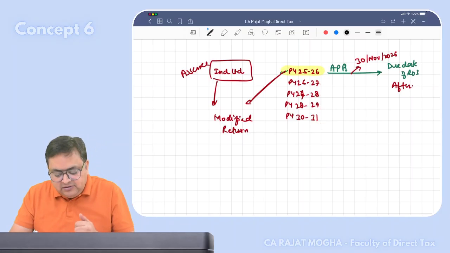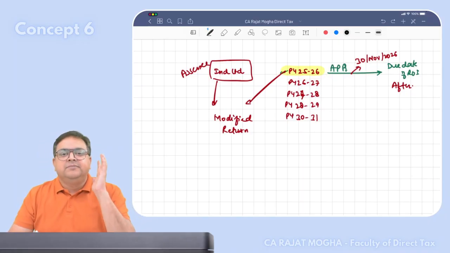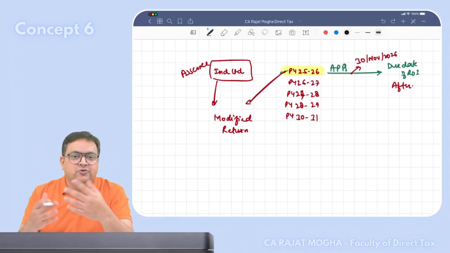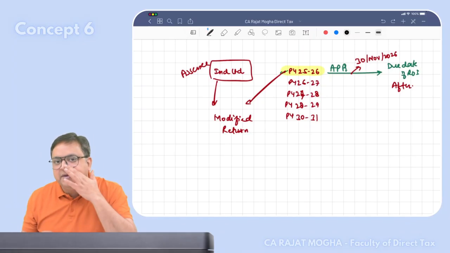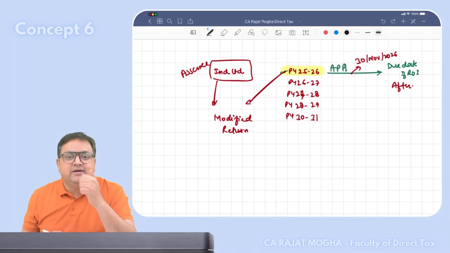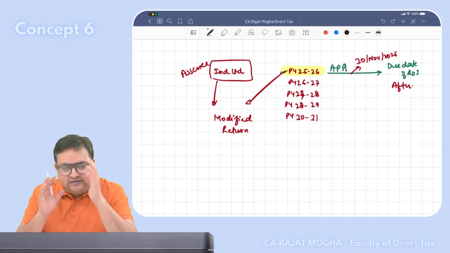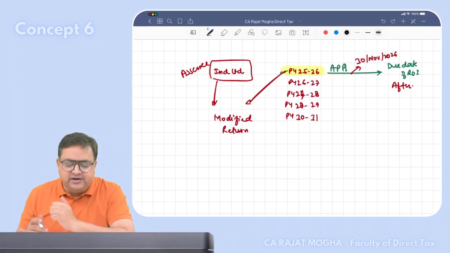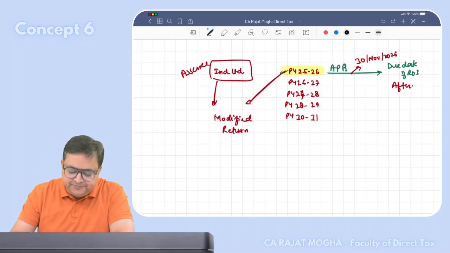But what about the year where the due date has already expired and we have already filed the previous return? Now it is of no use. Why? Because the APA came and you have to follow the ALP as per the APA. Or let's say it's a rollback year. No issues. File the modified return. So what does the assessee have to do? They have to file the modified return of those years where the return has already been filed before the APA.